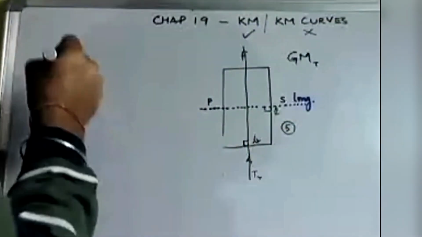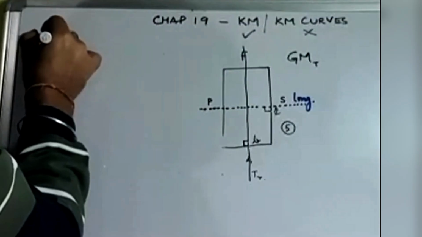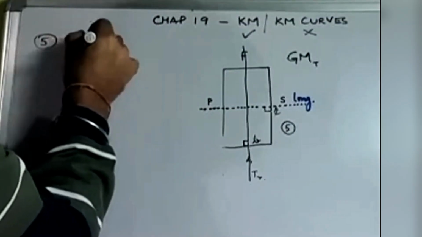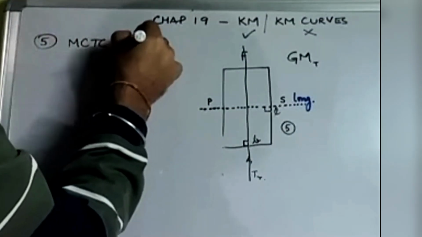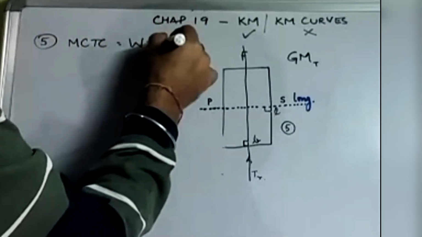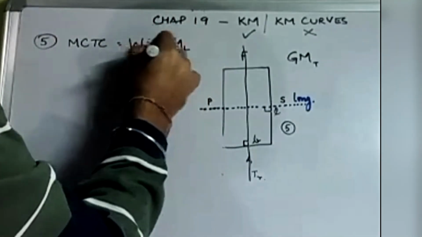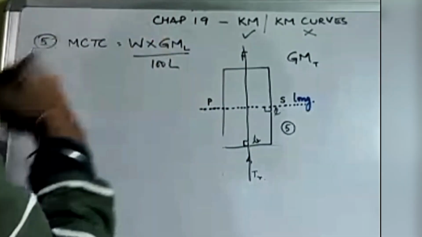Absolutely right. I'm just coming to that only now. So your MCTC formula is W into GML upon 100L.